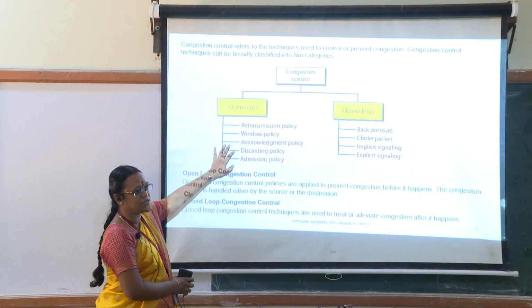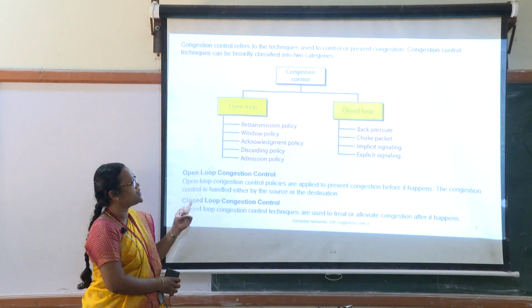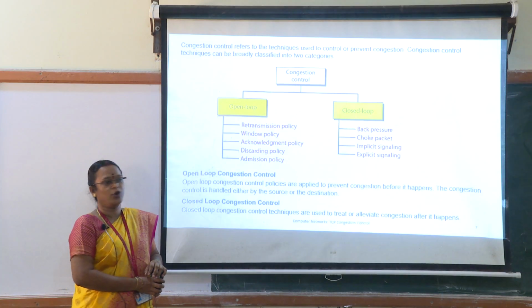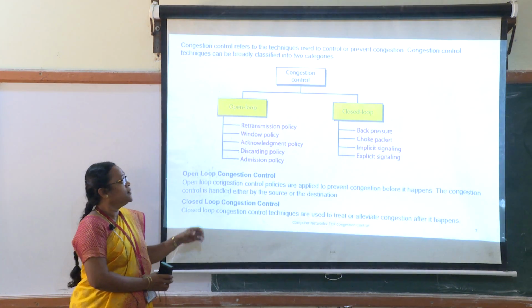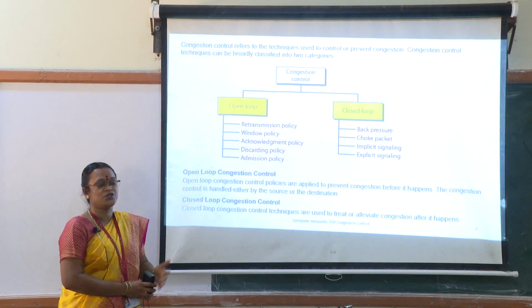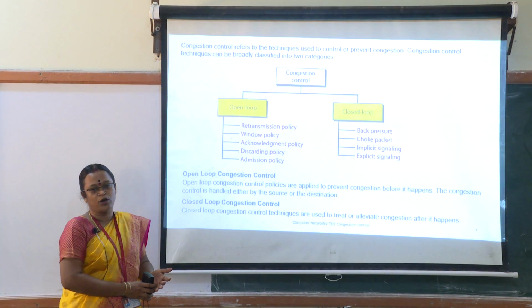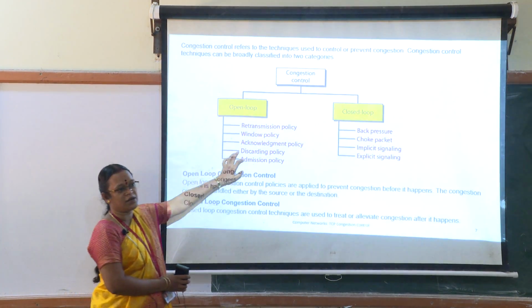So what are the policies? In open loop you have 5 policies: retransmission policy, window policy, acknowledgement policy, discarding policy, admission policy. So what is retransmission policy? Whenever congestion happens, your data packets will be lost, so they have to be resent. For that we go for retransmission.